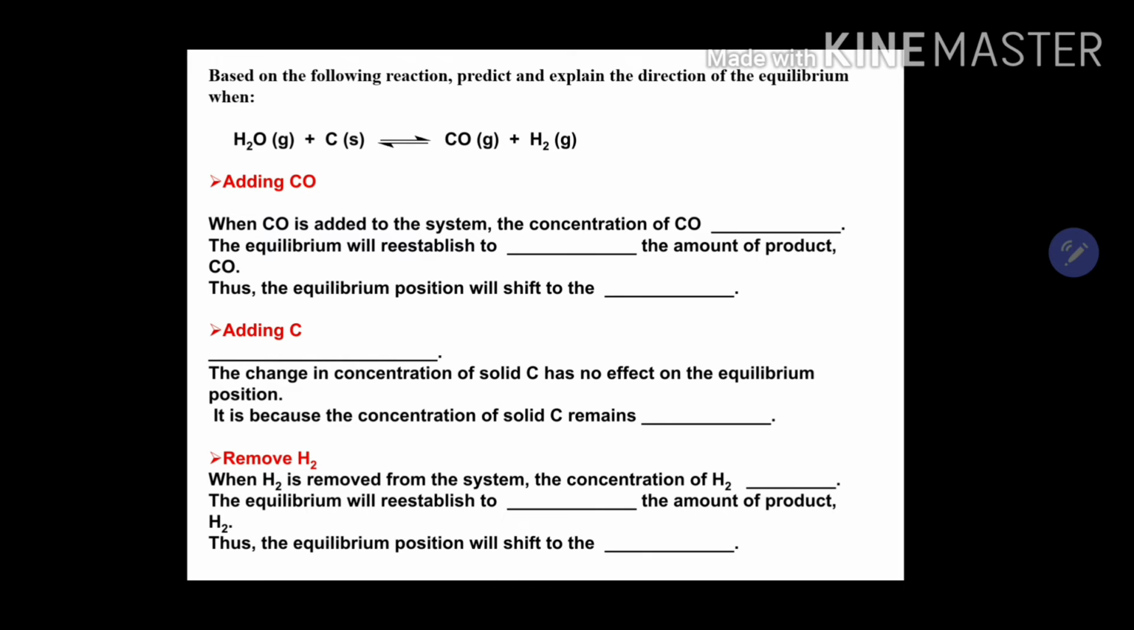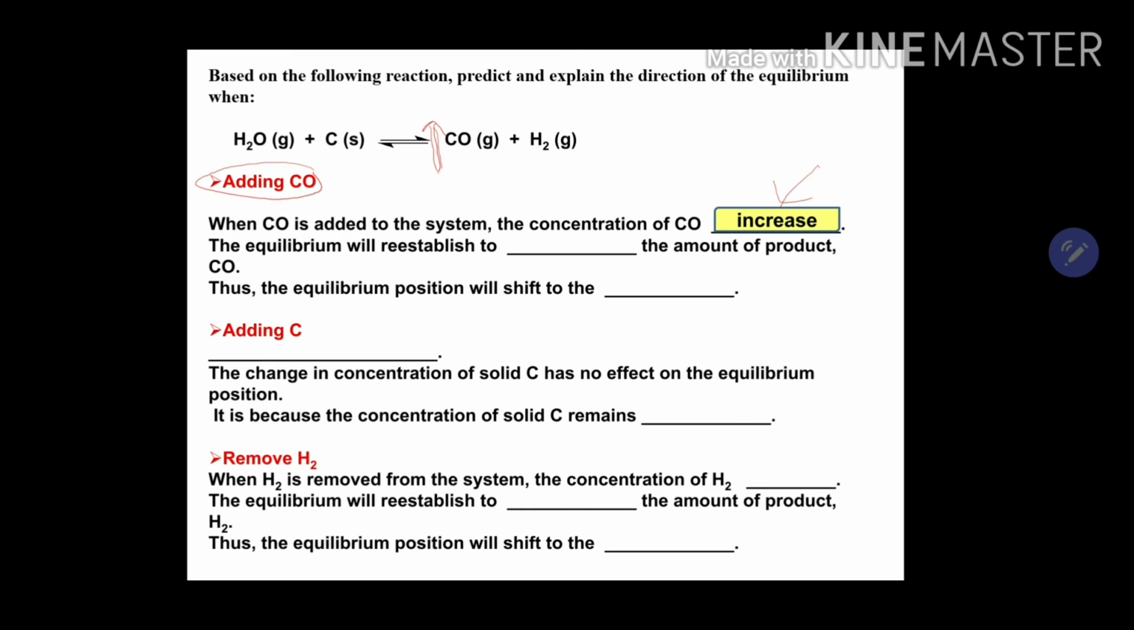Based on the following reaction, predict and explain the direction of the equilibrium when the first one, add CO. When CO is added to the system, CO is the product on the right hand side. So the concentration of CO will be increased because we add CO. So the increase of CO is the disturbance in the system.